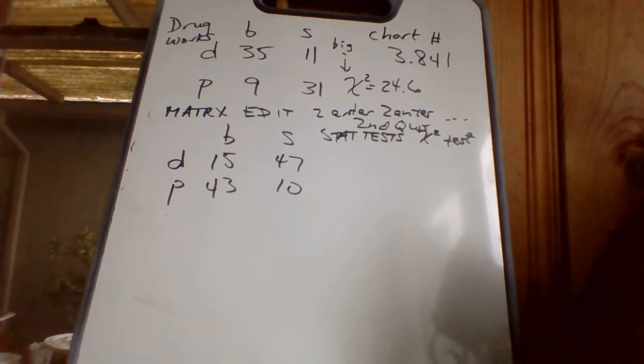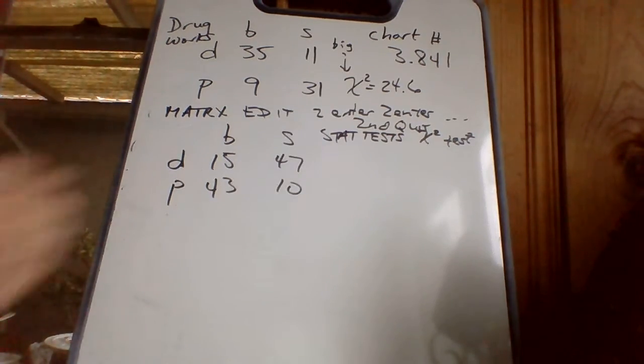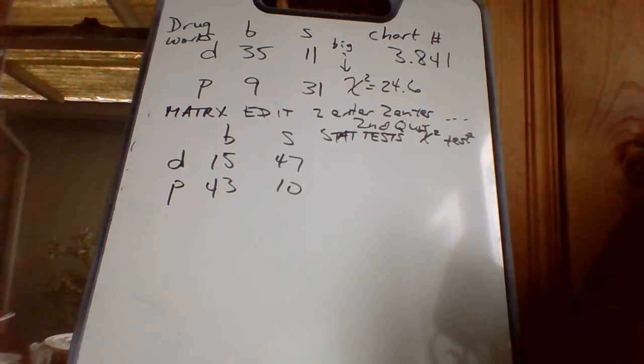All right, so I'll try the other one. Okay, so first I got to go into matrix, edit, choose matrix A, 2 enter, 2 enter. It was already 2 and 2, but anyway. Okay, so 15 enter, 47 enter, 43 enter, 10 enter, second quit. All right, now I got to go into tests. Stat, tests, choice C, chi-squared test. Go down to calculate.